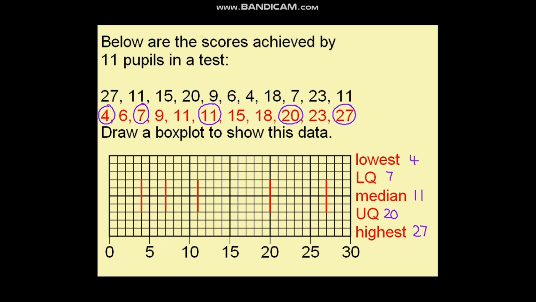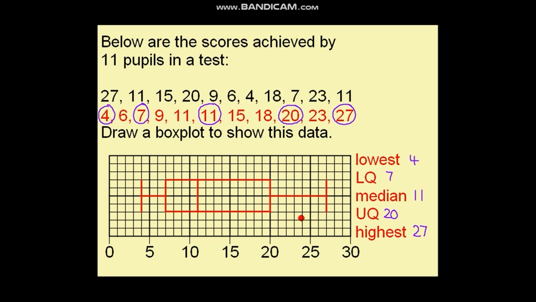There's no real rules for how long these are, or how high up away from the bottom they are. What I like to do is try to keep them in the middle, and I tend to make them 4 squares long each. I now draw the box part of the box plot by joining my lower quartile to my upper quartile, here and here. Notice that the median gets trapped inside the box. I then join the lowest and highest values to the box to create what are known as whiskers.